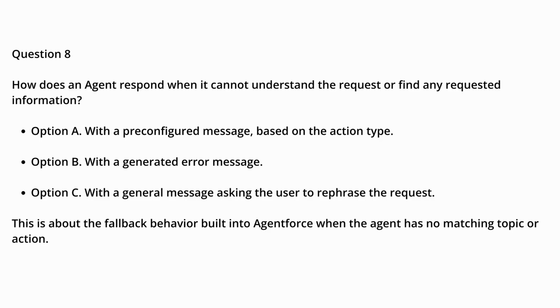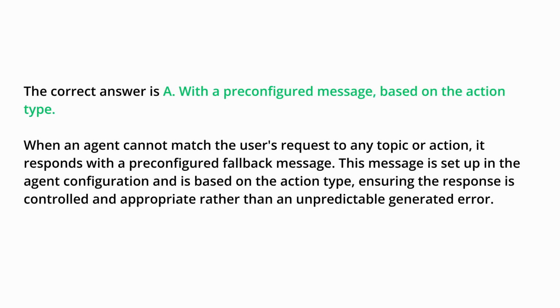This is about the fallback behavior built into Agentforce when the agent has no matching topic or action. The correct answer is A, with a pre-configured message based on the action type. When an agent cannot match the user's request to any topic or action, it responds with a pre-configured fallback message. This message is set up in the agent configuration and is based on the action type, ensuring the response is controlled and appropriate rather than an unpredictable generated error.